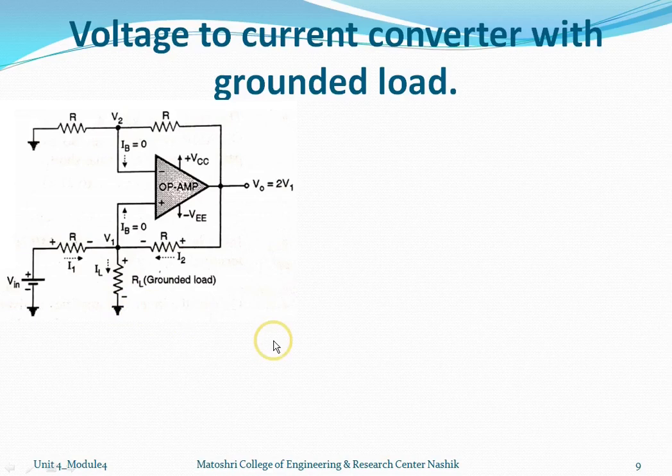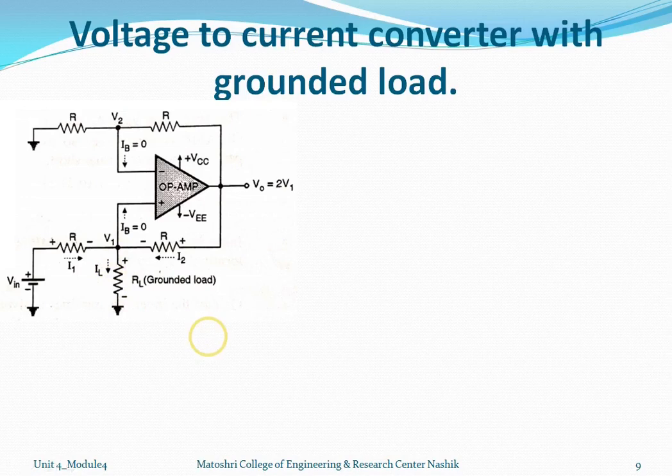The operation of this voltage to current converter with the grounded load is divided into two steps. In the first step, we have to find the node voltage V1, and in the second step we have to find the relation between V1 and IN, the load current which is flowing through this load resistance.